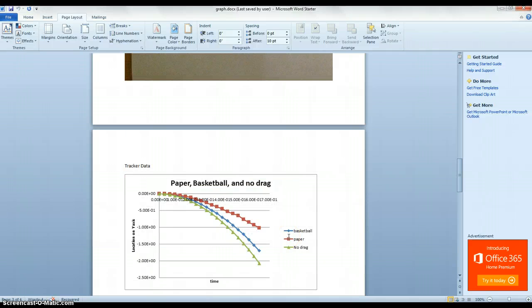Okay, so first we wanted to compare this to something that does not experience drag. So here is my tracker data, and you can see that the paper falls the slowest and the basketball falls faster, and of course something that doesn't experience drag falls even faster.